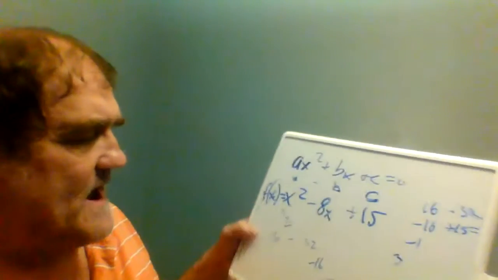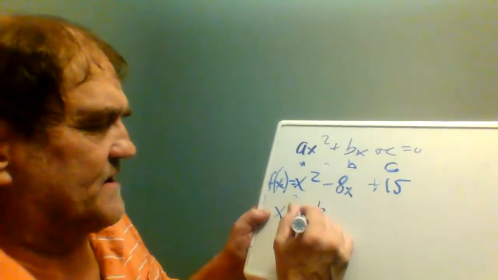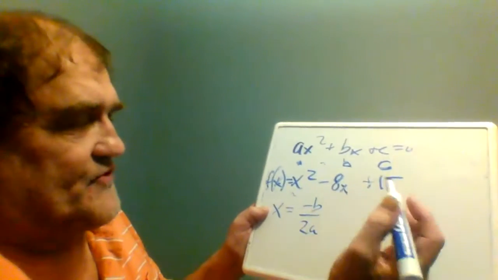So what do you do with that? What you want to do is find the vertex first. If you are trying to graph it, and that's what we're trying to do, you would find the vertex first. Okay? You have the vertex formula: x is equal to negative b over 2a, or opposite of b.